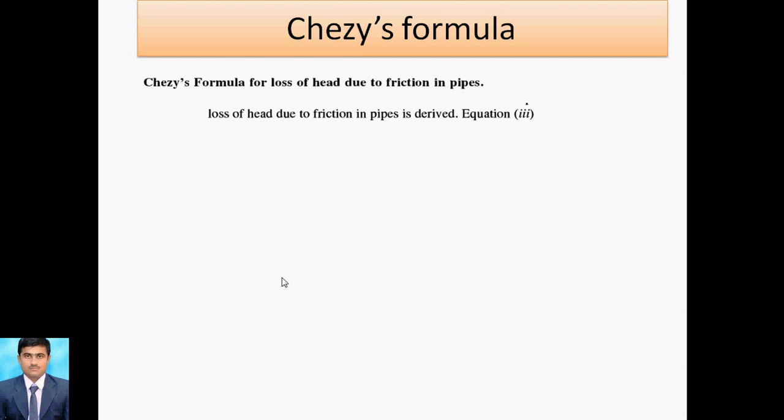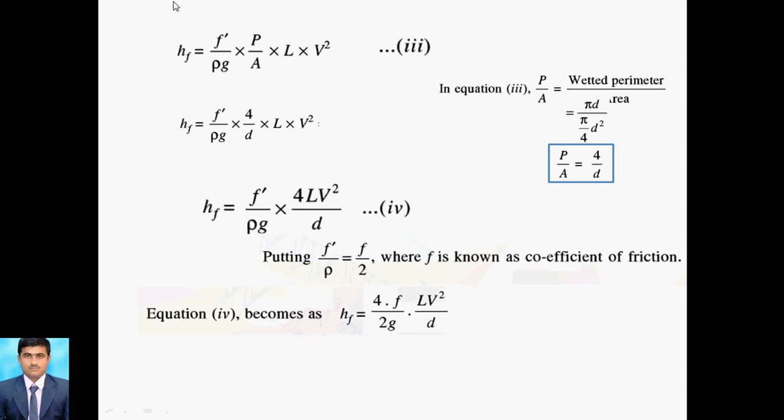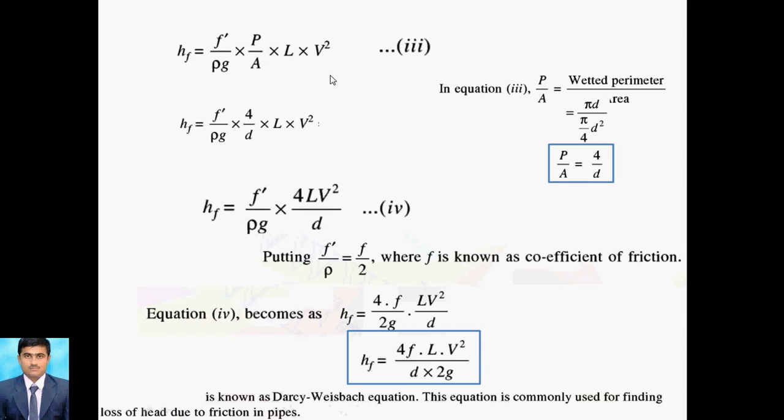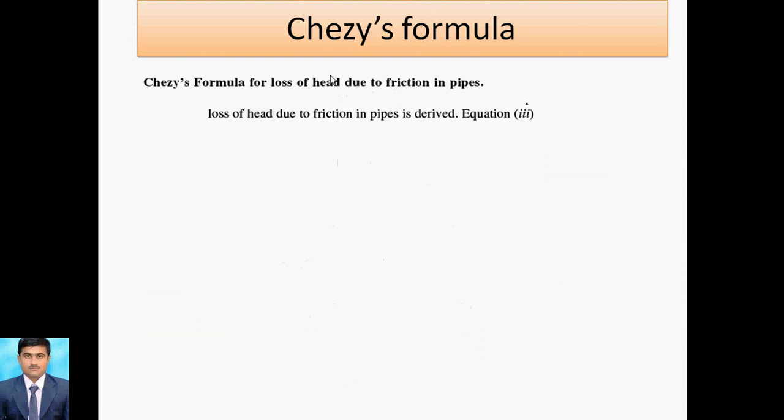So we use equation number 3. We know that equation number 3 is f dash by rho g, P by A, L V square. So this formula we can take as it is. Here we can take this relation as it is, that is h_f is equal to f dash by rho g into P upon A into L into V square. So this is about the h_f.